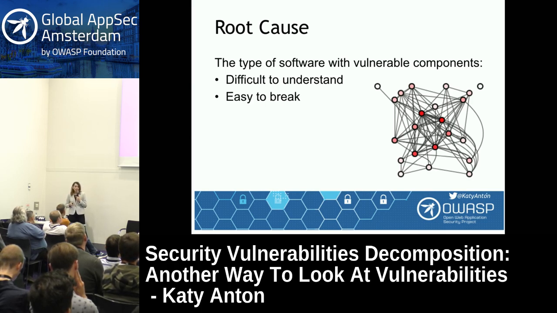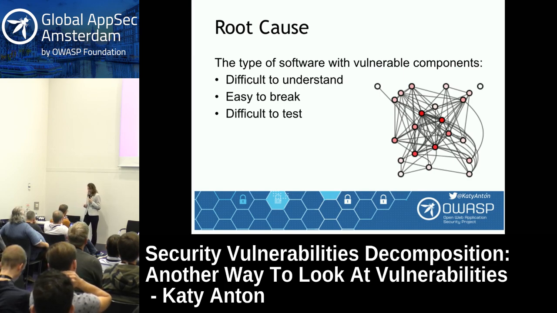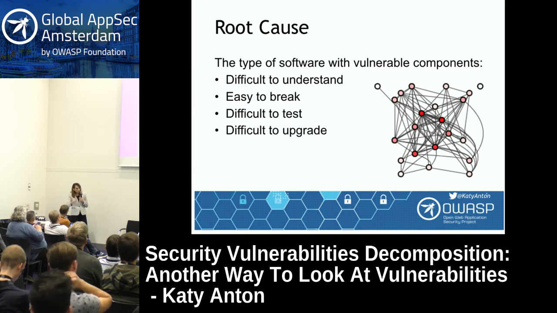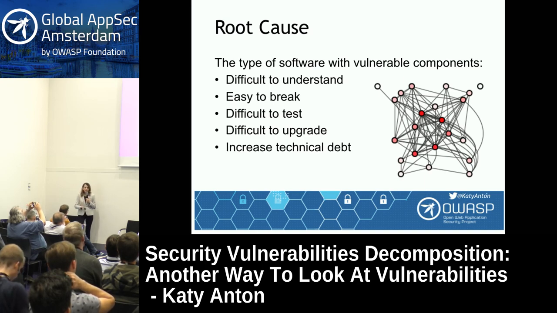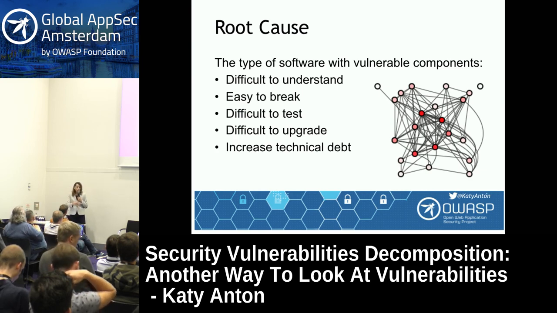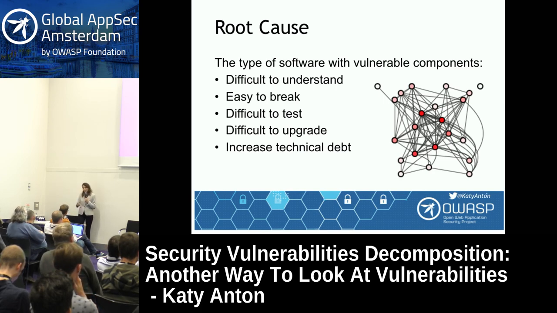It's easy to break. You might make one change in one bit, but you don't know where it will break. It's difficult to test. As a result of all of these problems, nobody wants to go there and do any upgrades, and all of this leads to technical debt. So the bottom line is that all of these issues are because of applications that have a high level of technical debt, or in some cases legacy applications, of which some companies have quite a large proportion. So what can we do about this? Before answering this question, I'm going to introduce another concept.